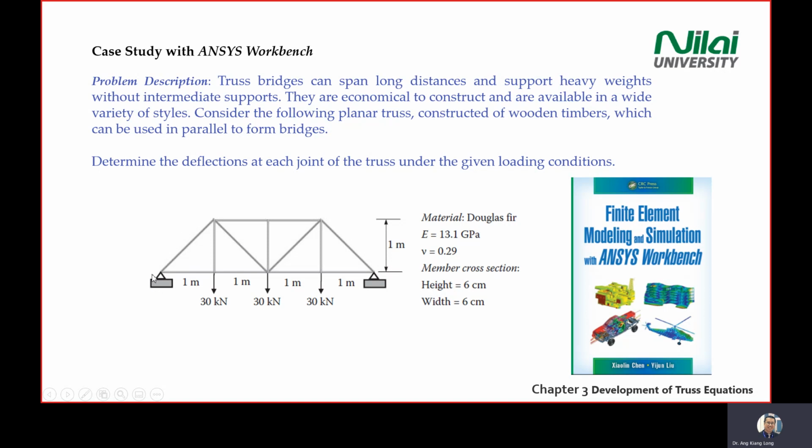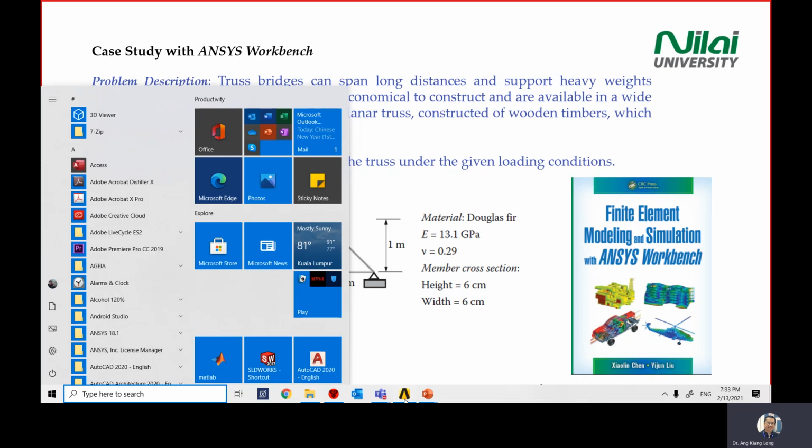So for the truss, the setup will be 1 meter, 1 meter, 1 meter, 1 meter. So we have a 4 meter span across the 2 supports here, and then the height is 1 meter. There is 30 kilonewton on this point, 30 kilonewton on this point, and 30 kilonewton at this point. So we're going to simulate and determine the deflection at each joint. Okay, so how are we going to do it?